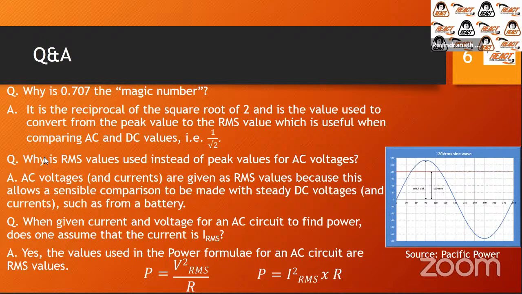The second question, which is also related in a way to the first question, takes us a little deeper. Why are RMS values used instead of peak values for AC voltages? Why do we use it? What's the importance of it? Well, first of all, we give AC voltages and currents, by the way, as RMS values because it allows a sensible comparison to be made between a steady DC voltage and the AC voltage. The steady DC voltage, for example, could come from a battery.